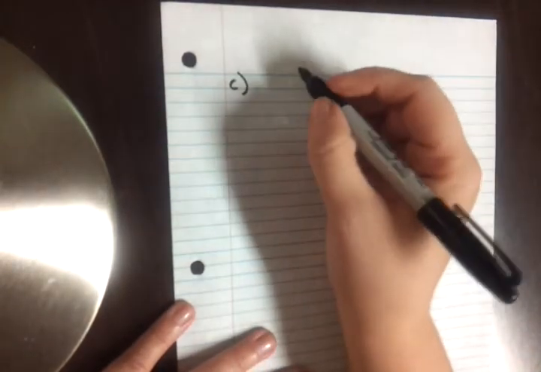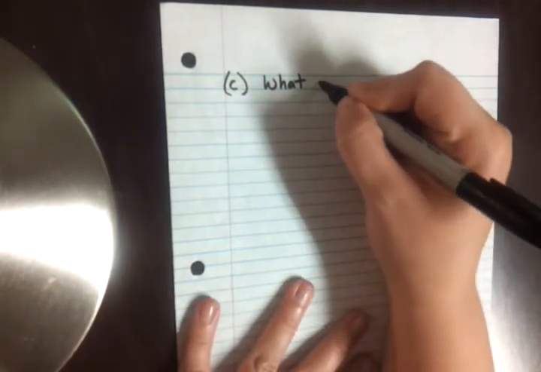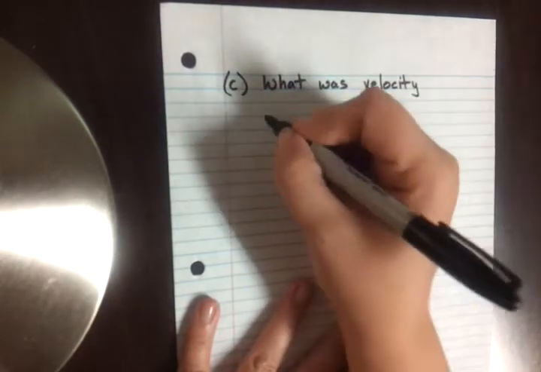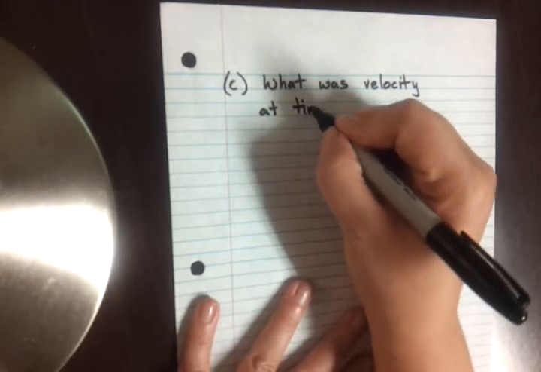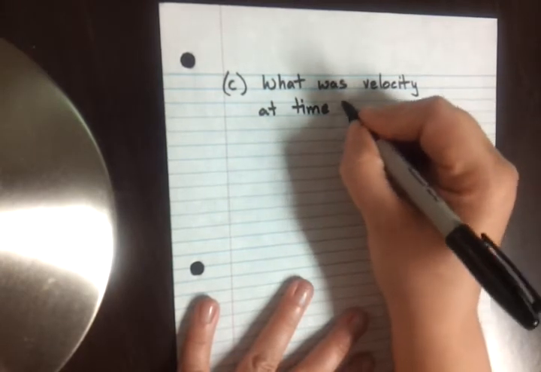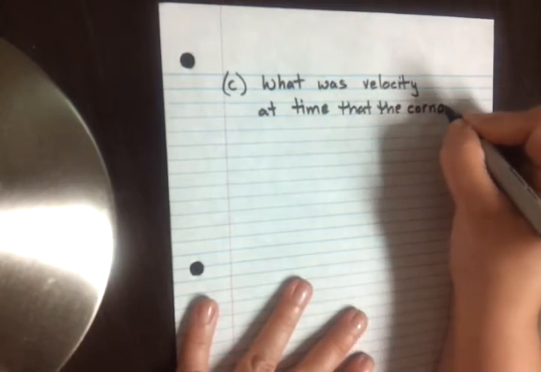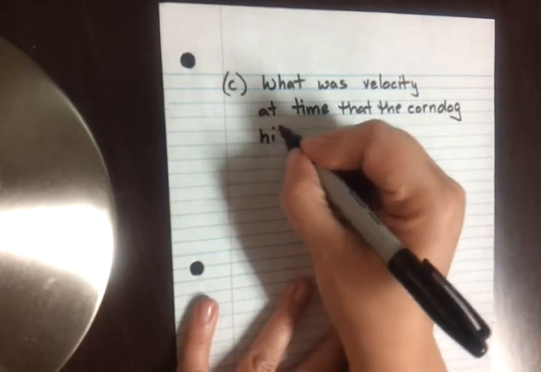And finally, we need part C. So what does part C ask us? They are asking on part C, what was the velocity of the screwdriver at the time it hit the ground?